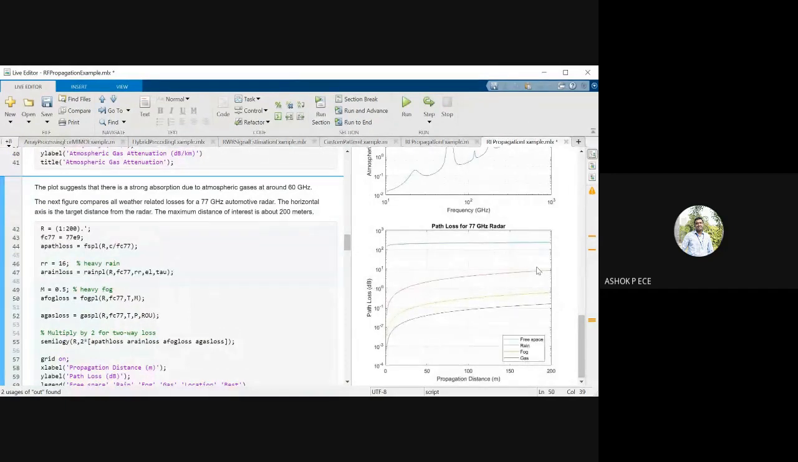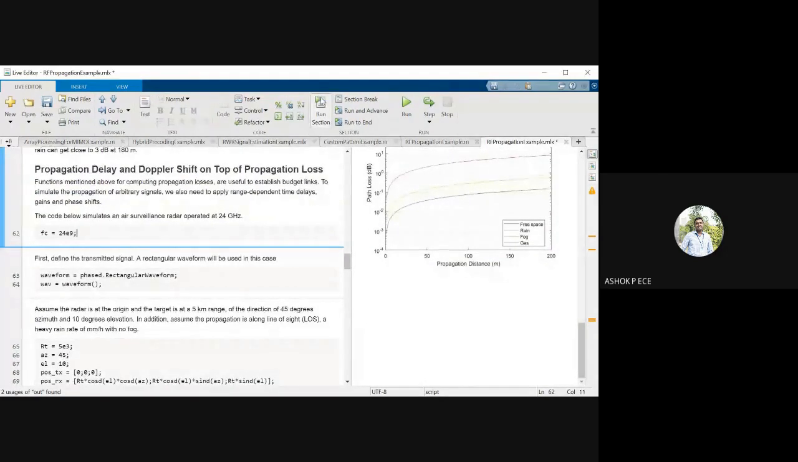This is the total loss at 77 gigahertz. At 77 gigahertz, if I'm going to use a radar application, this is the path loss. So for each individual loss, I am taking it and plotting. First one is free space, then you have rain, fog, and atmospheric absorption by gas.